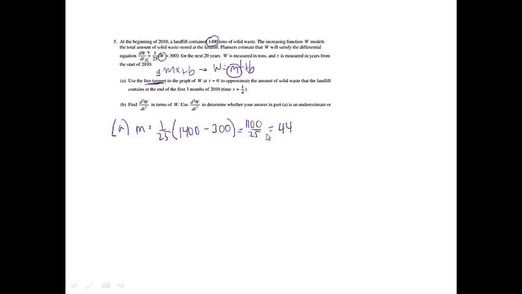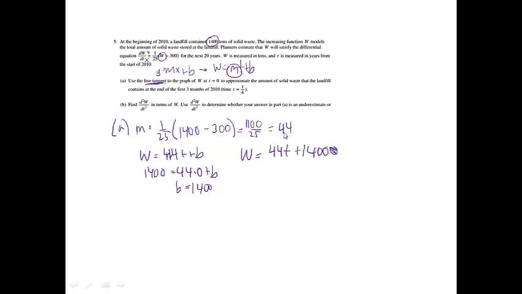All right, so that's m, and now I'm going to have w equals m, which was 44t plus b, and now I get to put in my t and my w. So again, at time equals 0, there were 1,400 tons of waste, so 1,400 equals 44 times 0 plus b, which means b must be 1,400. So the equation of my tangent line is going to be w equals 44t plus 1,400.